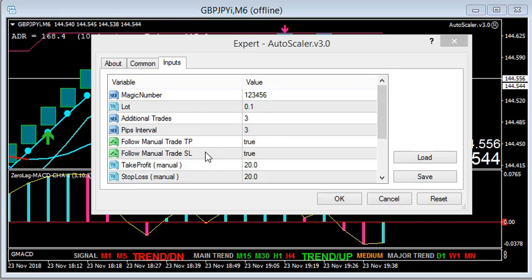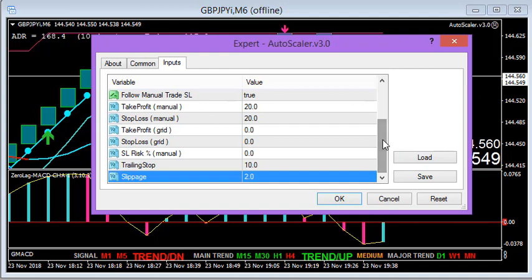I use the manual trade function, meaning I want all of the AutoScaler trades that are added to use the same take profit and same stop loss that I have on the manually placed trade. I put a take profit in of 20 pips because that's really all I want. You can go for more, but I use a stop loss of 20. And recently what I've started doing is just putting the trailing stop in at plus 10.